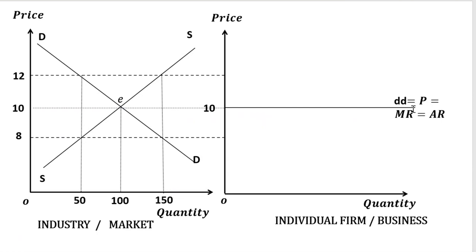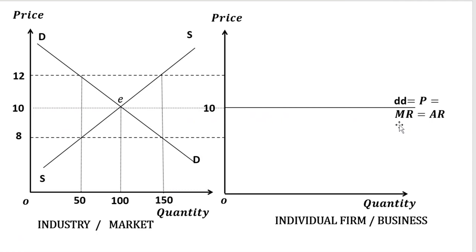Now let's look at marginal revenue. Marginal revenue is equal to the demand curve. The market price is fixed. It is determined by the market. And the individual firm takes the market price. Marginal revenue is the change from selling one additional or extra unit, which is the same as the market price.